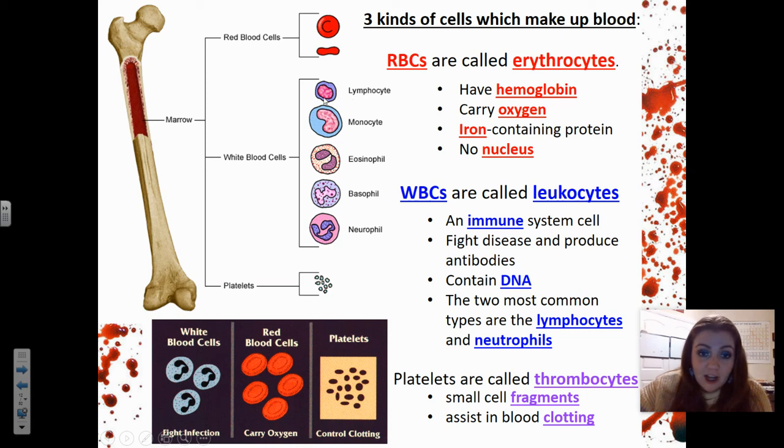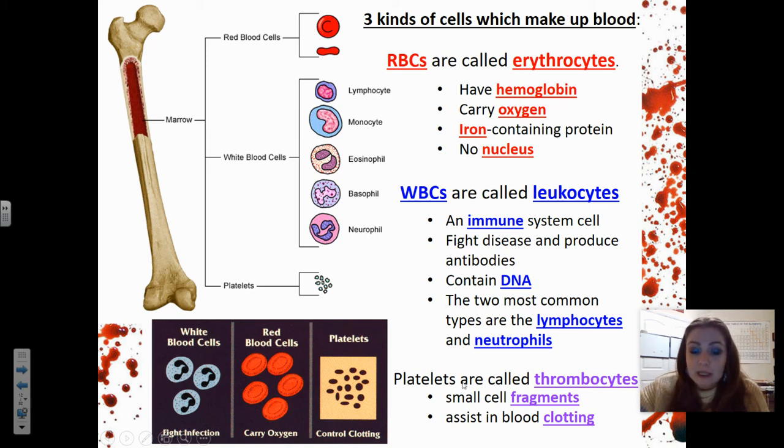See these white blood cells? They have these funny shapes in the middle. That's their nucleus, and that's where the DNA would be housed. The two most common types are lymphocytes and neutrophils. There's quite a few types of white blood cells. They do different things. They fight off different things, but they all have your DNA inside them.